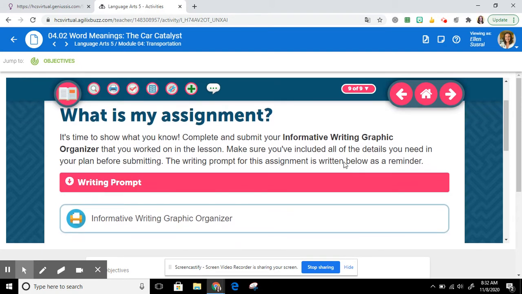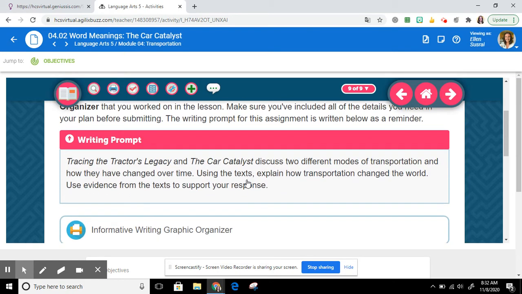And it says it's time to show what you know, complete and submit your informative writing graphic organizer that you worked on in the lesson. Make sure you've included all of the details you need in your plan before submitting. The writing prompt for this assignment is written below as a reminder. So here you've got your writing prompt, and it says, Tracing the Tractor's Legacy and The Car Catalyst discusses two different modes of transportation and how they have changed over time. Using the texts, explain how transportation changed the world. Use evidence from the text to support your response.